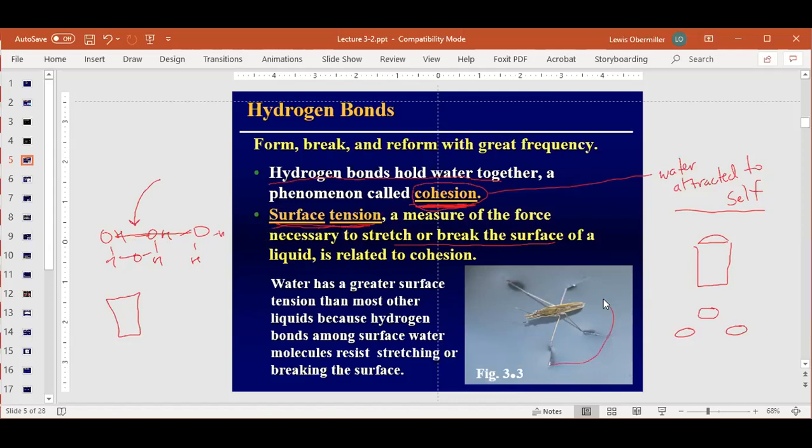But surface tension also allows water bugs to walk on water. And there are other things that can do that too. I'll give you an example. There's a lizard called a basilisk.